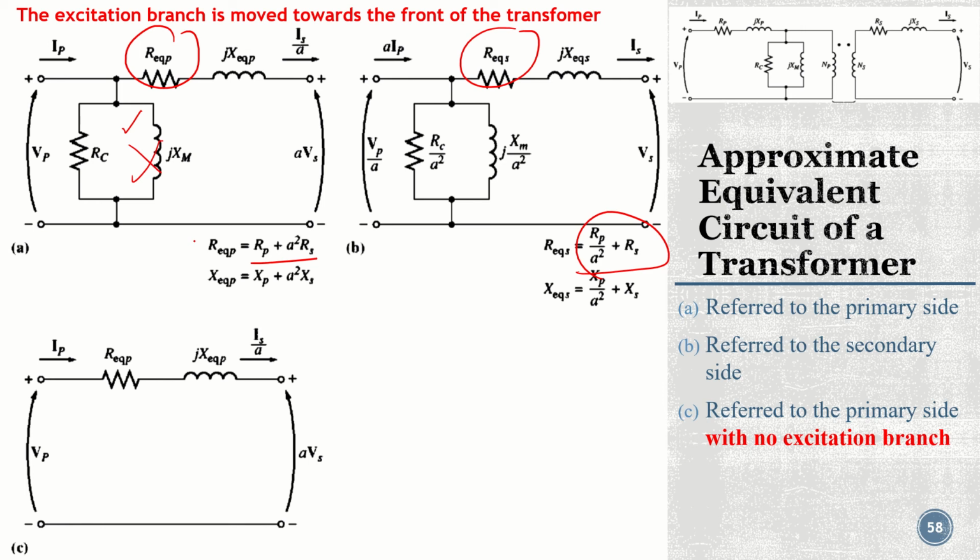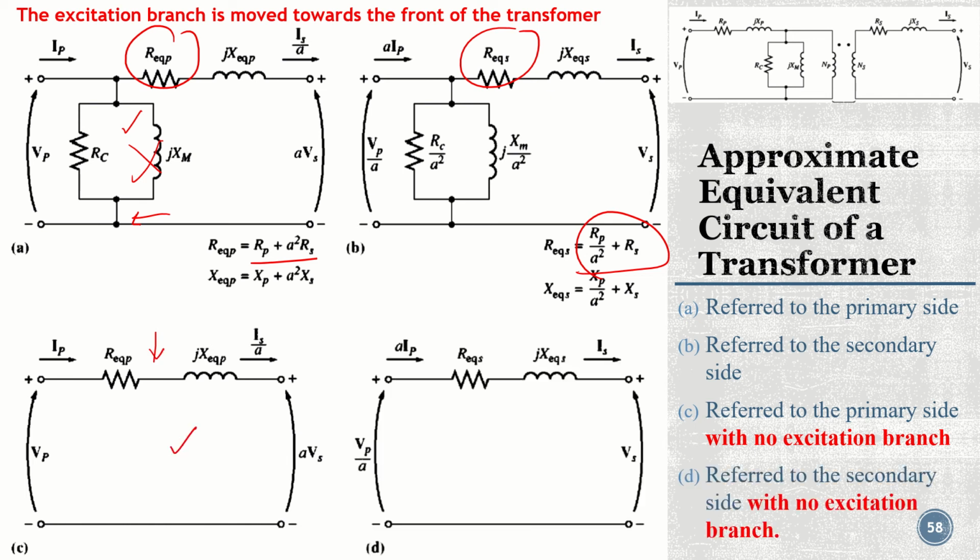So if we neglect them, either we can move them towards the front of the transformer, or we can remove them also, so that will make our simplified circuit. Okay, so this refers to the primary side circuit with no excitation branch, and this refers to the secondary side with no excitation branch. Okay, so these are our simplified circuits.